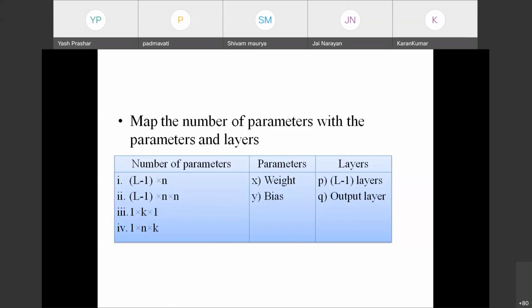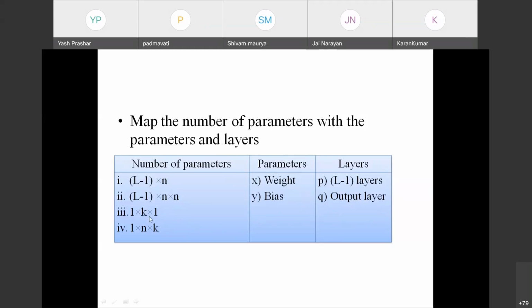Ma'am, please explain this again. Okay. We have the total number of parameters which are required. Here the second column is indicating the parameters. We know only two types of parameters: one is weight, the other one is bias. And L-1 layers are representing the hidden layers, and the output layer is the last, resultant layer.